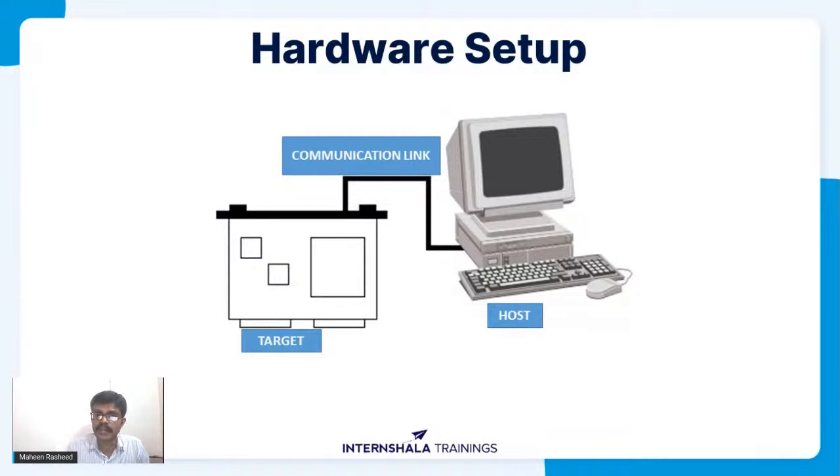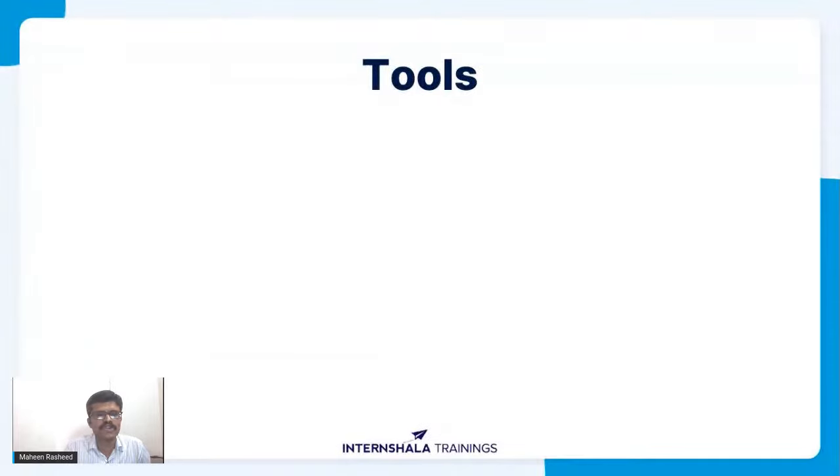This host and the target board are connected by a communication link, which could be a serial link, a wired link like Ethernet, or maybe even a wireless link. So let's look at some of the tools involved in embedded system development. The first category is utility tools. Utility tools help us to code, maintain the version of our source code, or even help us to load the software onto the target board.